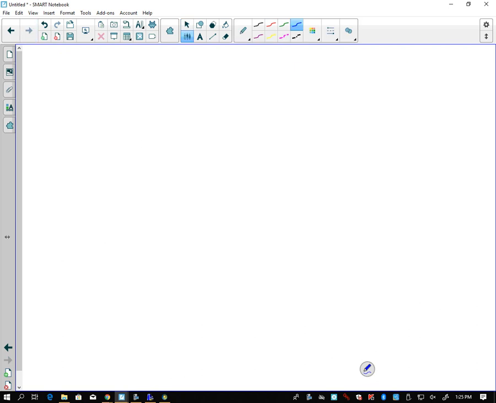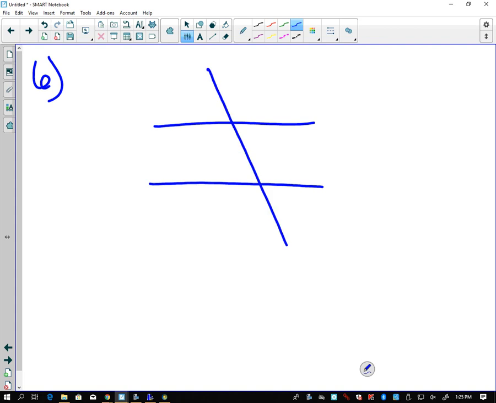All right, 6. You've seen this before. You're going to see 2 parallel lines cut by a transversal. Actually, you're going to see 2 lines anyway, cut by a transversal. And it's going to say which 2 angles, if congruent, prove that the 2 lines are parallel. It's going to give you some options to pick from, but let's say this is line A, this is line B, this is line T.